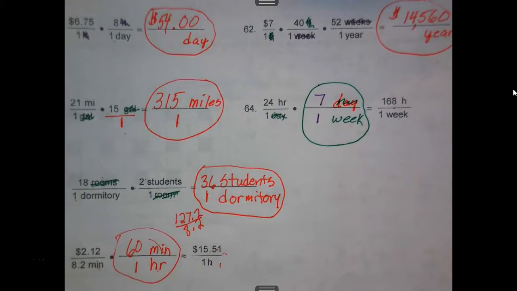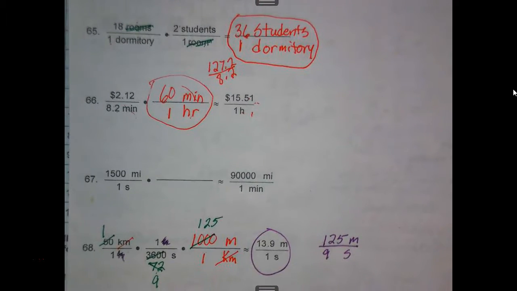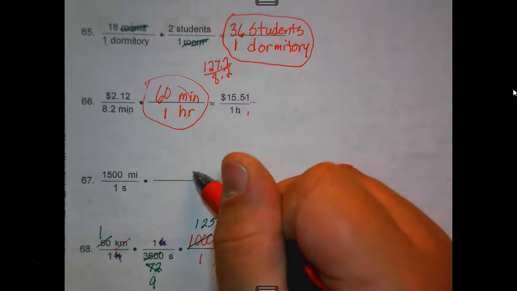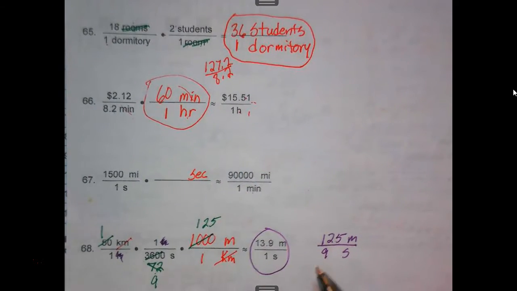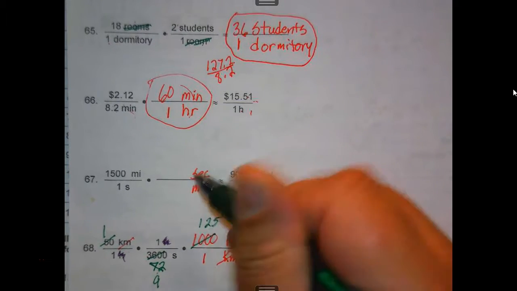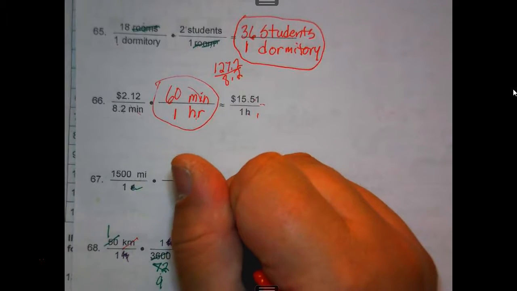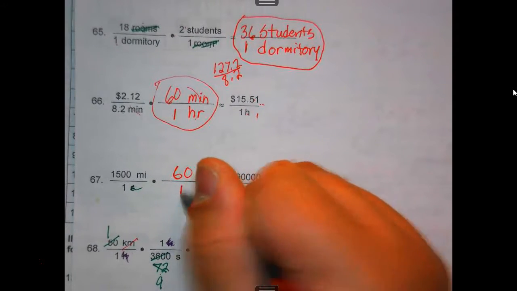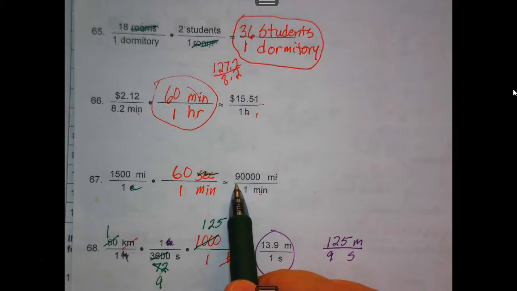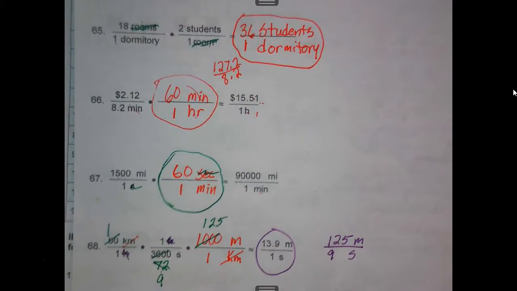All right, 3 more problems and I'm done. Okay, number 67. Let's say I'm going from seconds to minutes in the bottom, which means my seconds have to cancel on top. And I have to end up with minutes, so my minutes go on the bottom, right? They cancel out. How many seconds in a minute? Good. 60 times 1,500 is indeed 90,000. So I know I came up with the right factor.